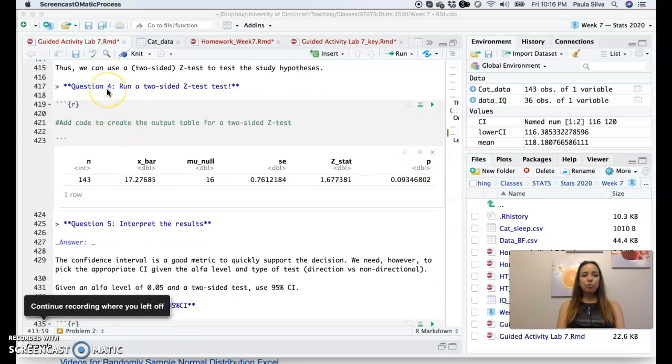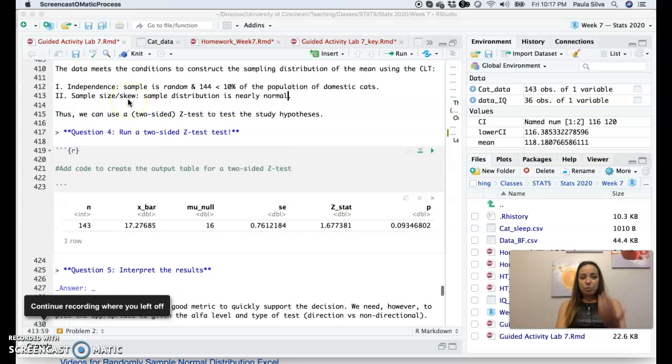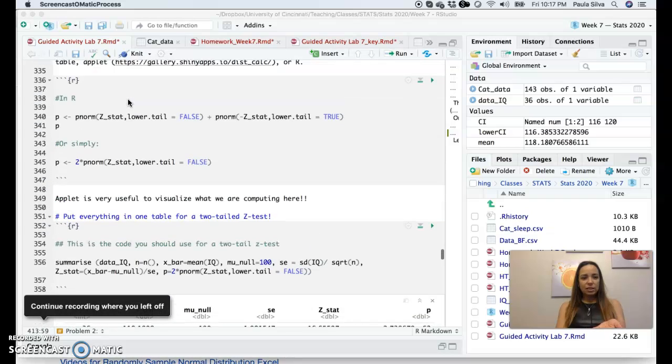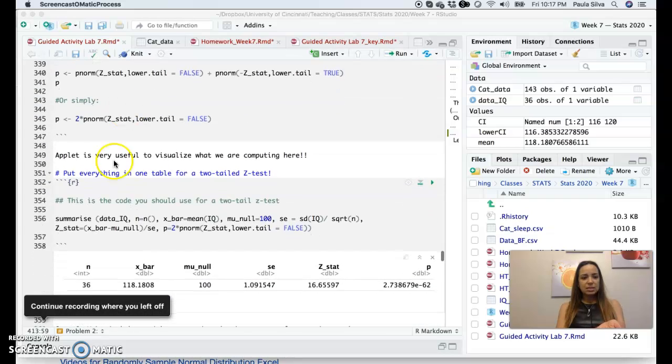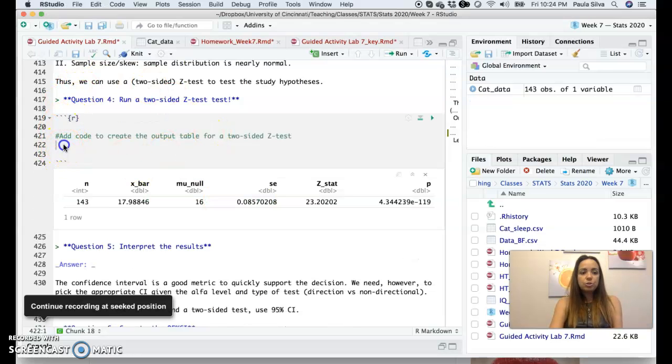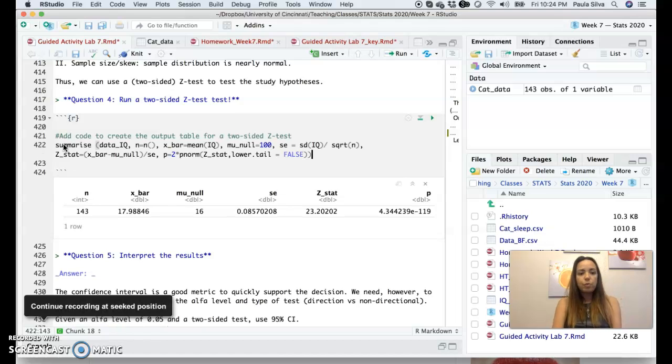Here in question 4, I'm asking you to run a two-sided z-test. So pause the video and try to locate the piece of code that we will have to adapt to run a two-sided z-test. It's in this lab earlier on. Now if you're ready for the answer, we can go back here. Let's find where I told you this is the code you should use for a two-tailed z-test. Now we're back here at question 4, and we can copy and paste the code right there.